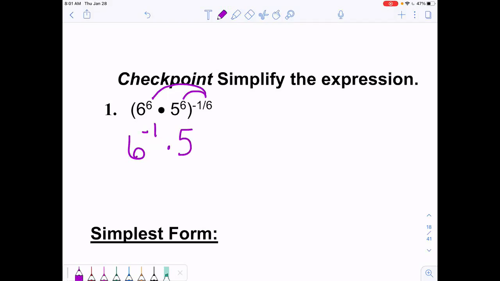And then 5 is also going to have a negative 1. All right, so that's that property where we can distribute the exponent through. Ava, both of these have negative exponents. What happens when we have a negative exponent? Yeah, so we would have in the denominator 6 to the first times 5 to the first, which is 1/30.